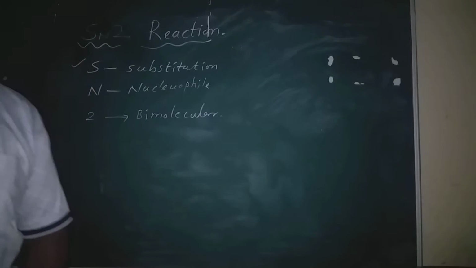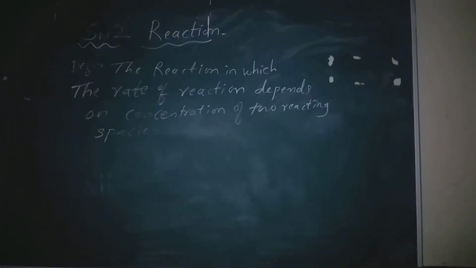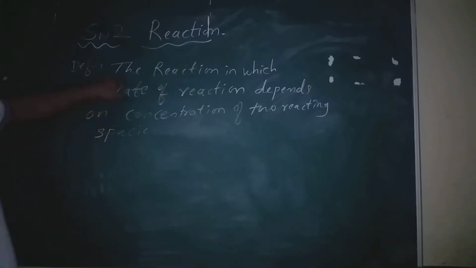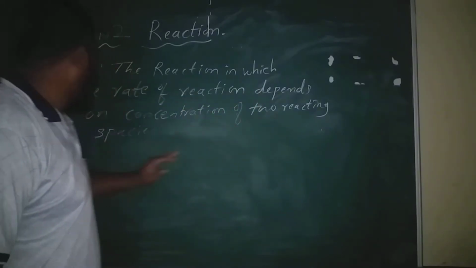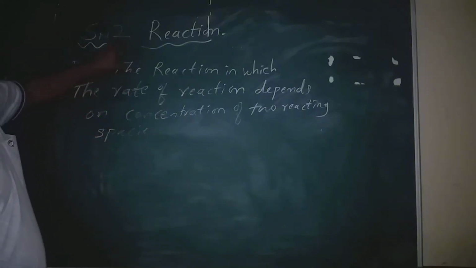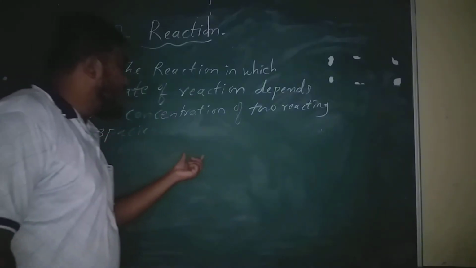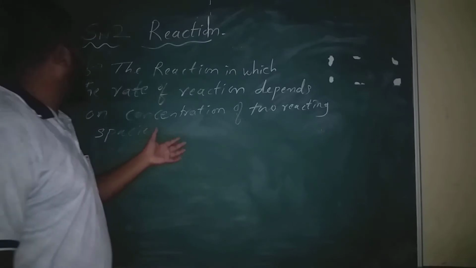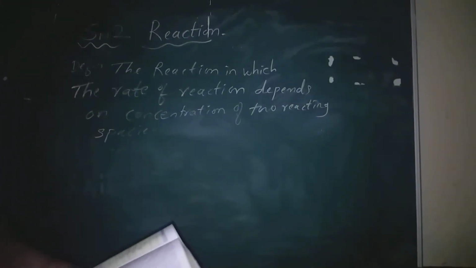Now we'll take an example of this. I will write the example. Now dear students, the definition of this SN2 reaction will be like this: the reaction in which the rate of reaction depends on the concentration of two reacting species. As I explained before, 2 means bimolecular, that means two molecules react in this type of reaction. This is the definition of the SN2 mechanism reaction.